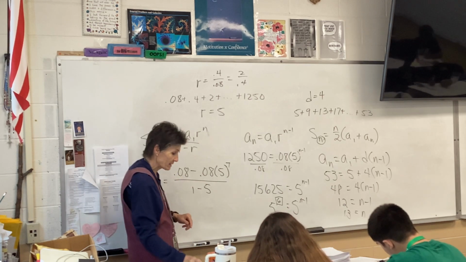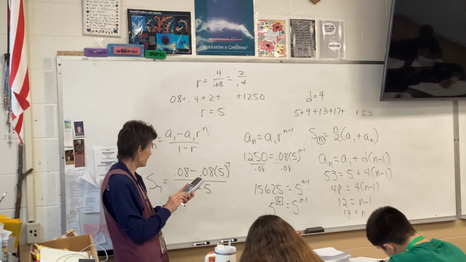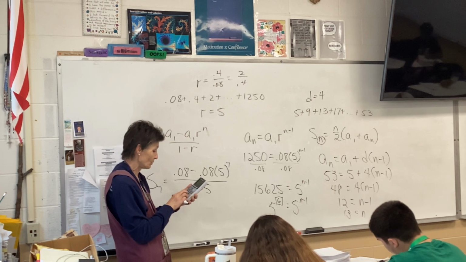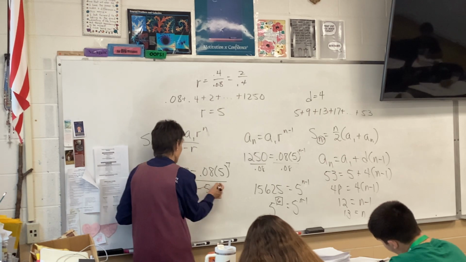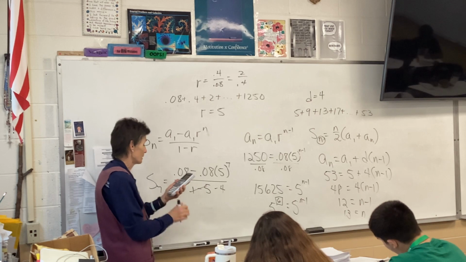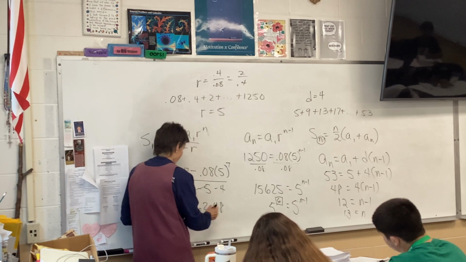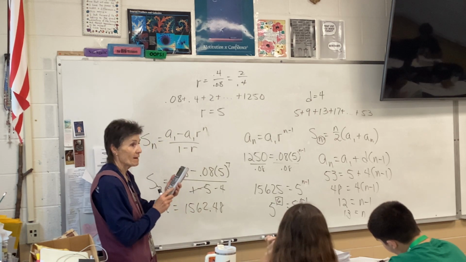And now I'm ready to type that in. Here we go. 0.08 minus 0.08 times 5 to the 7th, divided by -4. Go ahead and make that a -4. Don't try to divide by the subtraction. 1562.48 is what I got. Anybody match that?